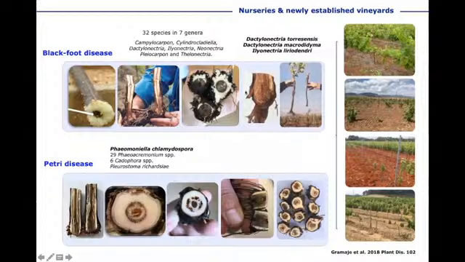Blackfoot is recognized by black, sunken, necrotic lesions on roots and a dark or reddish-brown discoloration in the base of the trunk of affected vines. Bark removal reveals black discoloration and necrosis of wood tissue which develops from the base of the rootstock, causing death of young vines. Up to 32 species in the genera Campylocarpon, Cylindrocladiella, Dactylonectria, Ilyonectria, Neonectria, Pleiocarpon, and Thelonectria have been reported to cause blackfoot disease, the most prevalent ones being Dactylonectria torresensis, Dactylonectria macrodidyma, and Ilyonectria liriodendri.